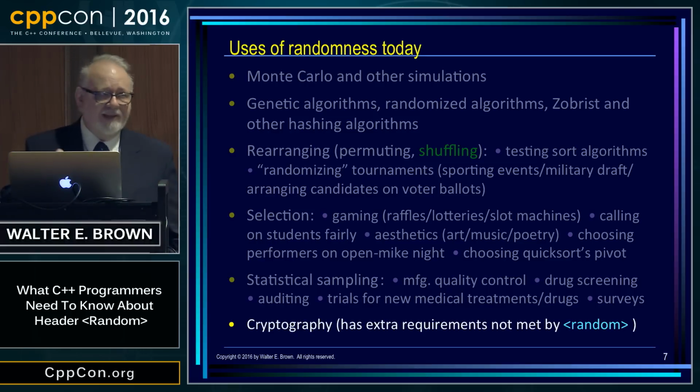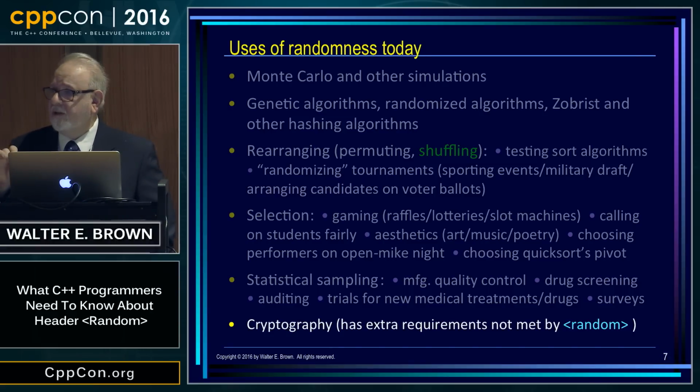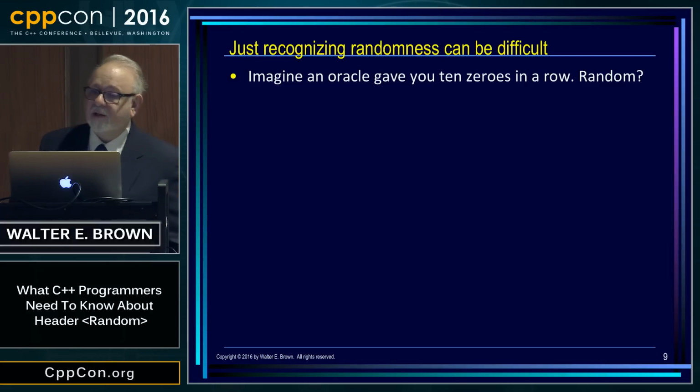But I want to let you know at the outset that this is not a goal in the design of the random header. Cryptography has additional requirements that were not considered when this header was designed. Design goes back almost 15 years. We did not consider cryptography. So please, if you have a cryptographic application, this is not a good place to start to look. You can look at it for inspiration, but these are not the facilities you should be using, at least not without some extra work on your part.